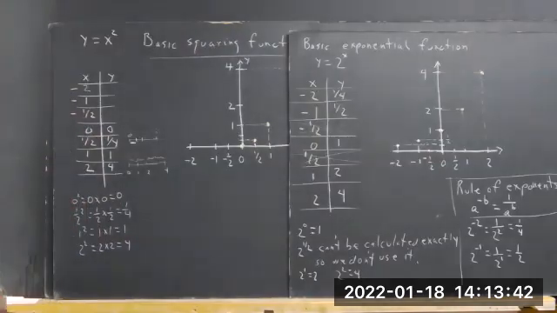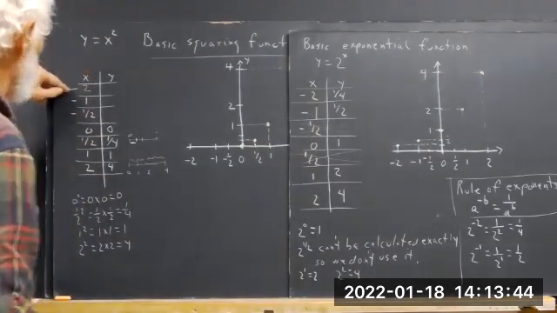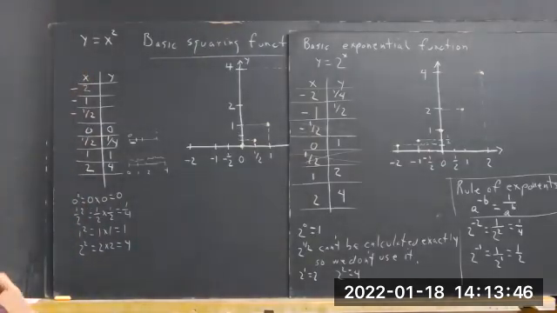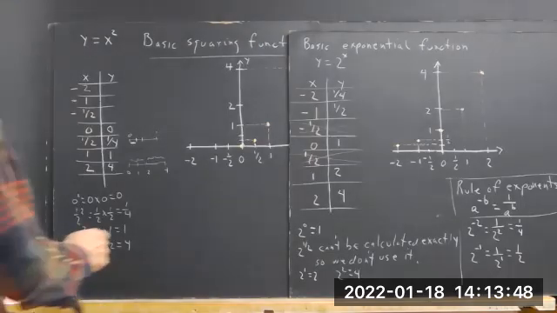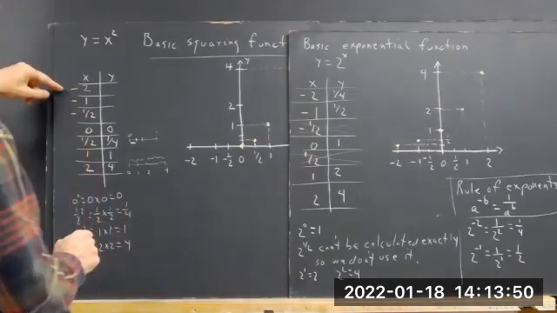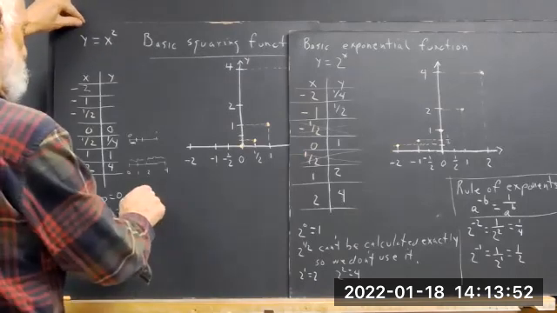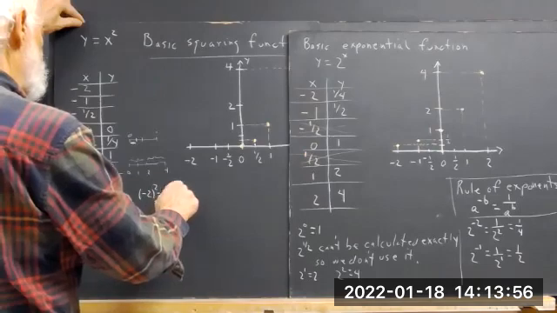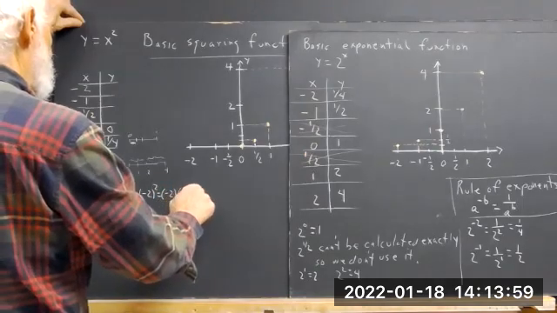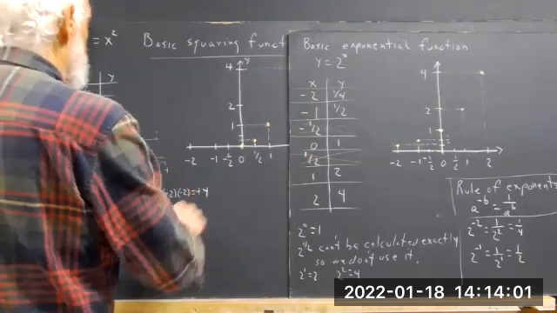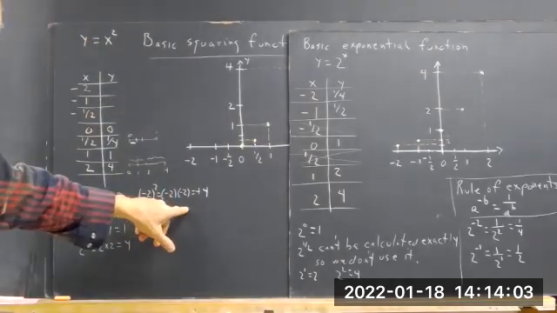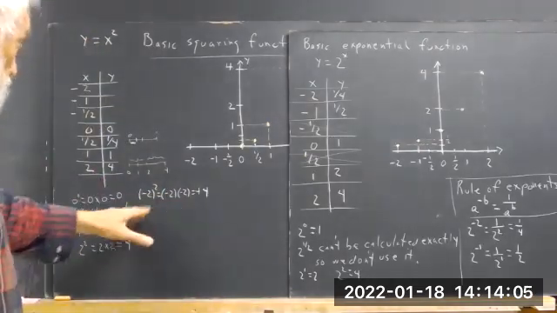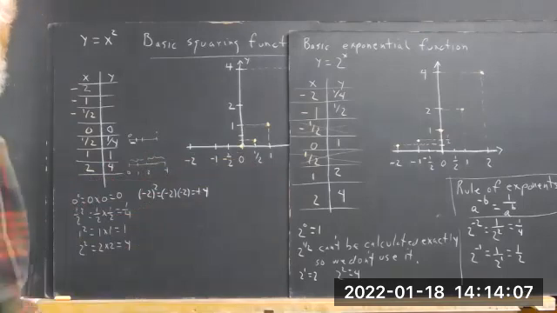Okay, well, for y equals x squared, let's go ahead and evaluate the results. If x is negative 2, we want to square it. So we're multiplying two negatives, we're going to get a positive. Negative 2 times negative 2 is plus 4.